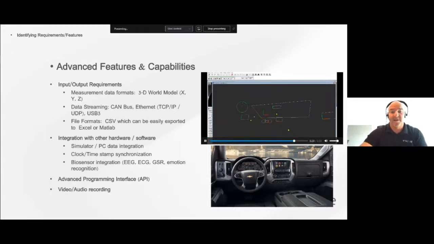Some advanced systems can even include an API for remote control of the eye tracking system to start-stop data recording sessions and to perform a number of other tasks such as calibrating and user profiling. And finally, being able to record audio and video can be a critical feature for many research projects.